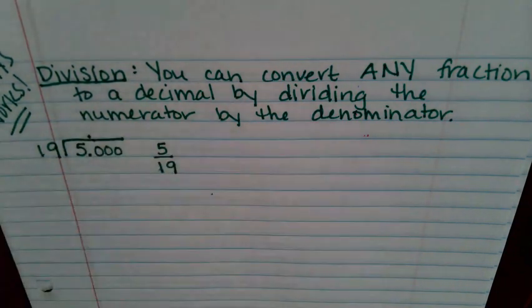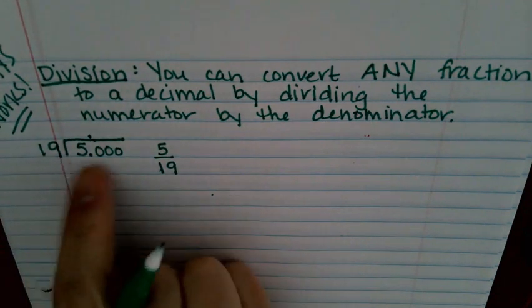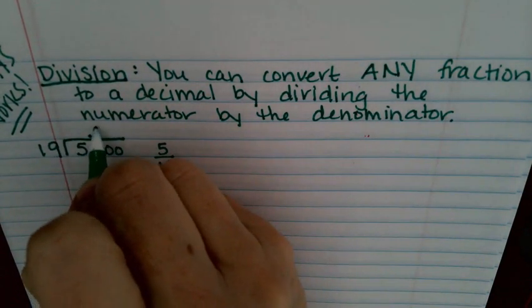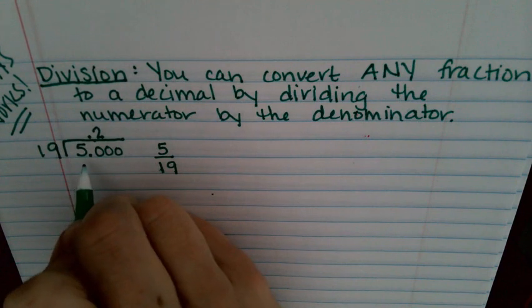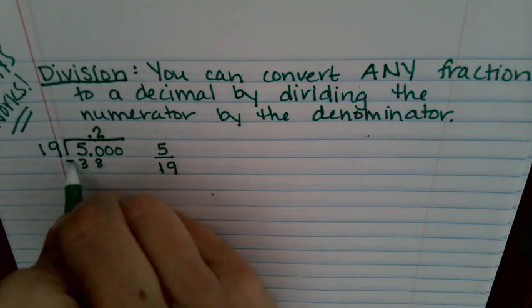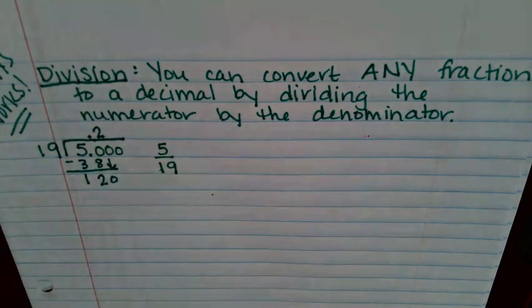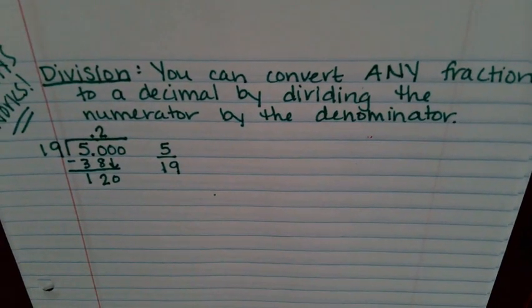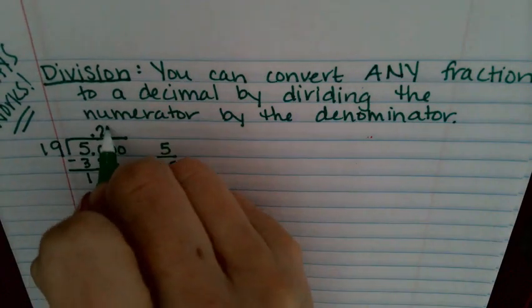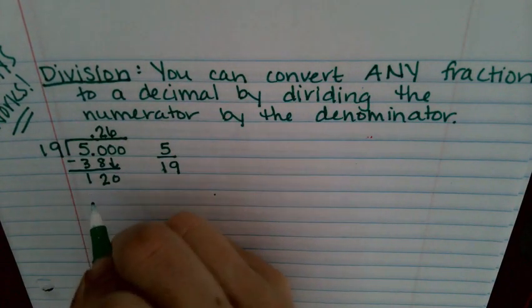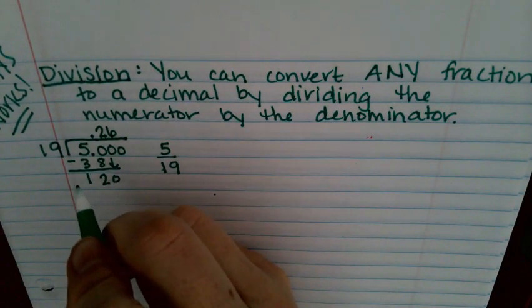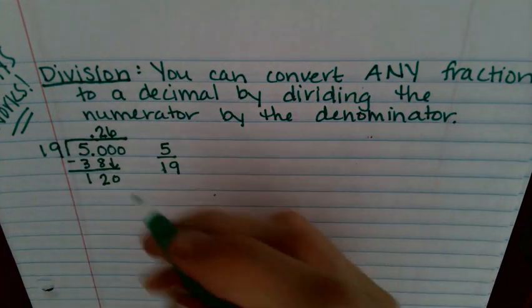I'm gonna kick up my decimal. I know that 19 goes into 52 times. 2 times 19 is 38. Subtract and get 12. Bring down the 0. Okay. I know that 19 goes into 126 times. 6 times 19, I believe, is 114.